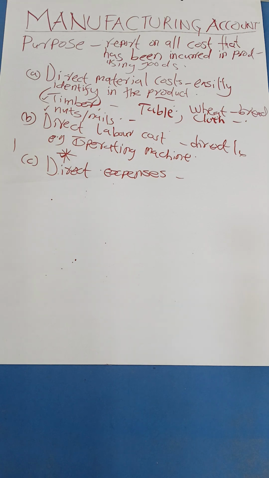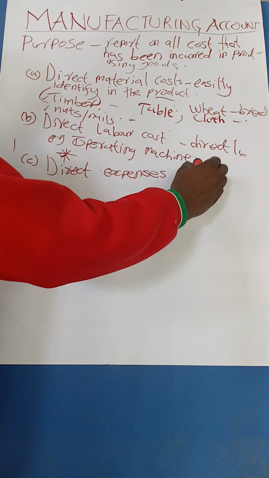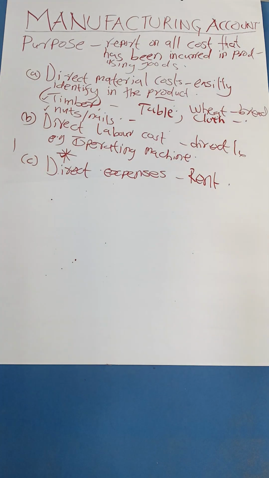Example, we can give a direct expense. We can say rent. Maybe you have rented the building where you are doing the manufacturing. That is a direct expense, because at the end of the day, you will have to incur that expense. You have to pay for it. But indirect expense, which I'm going to show you more on, is something like insurance. We are just paying for it maybe once in a year. But rent, we must pay for it for us to continue producing goods.